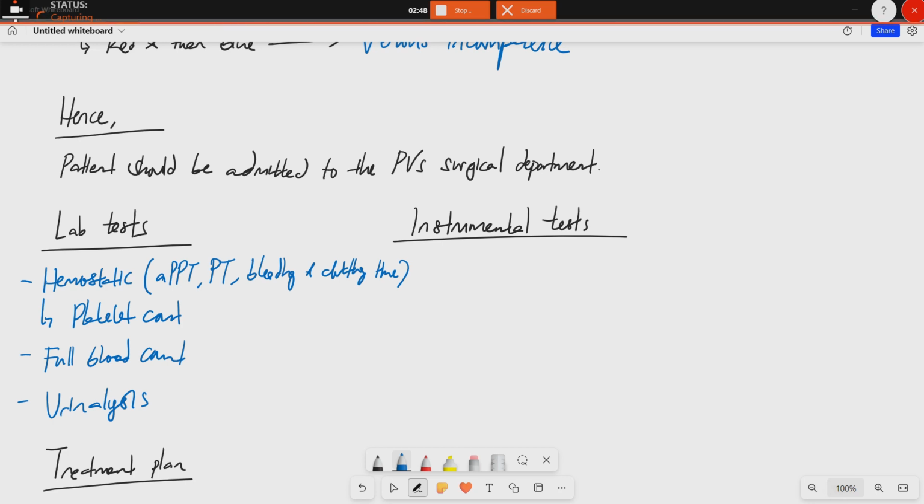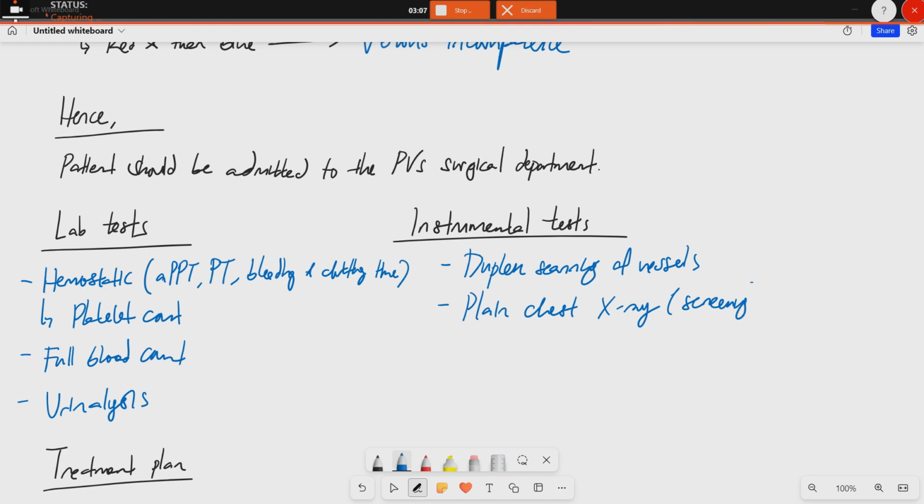As for the instrumental tests, firstly is the duplex scanning of the vessels as mentioned. And next is a screening test, which is a plain chest x-ray. And lastly, we could order a plethysmography to monitor the level of edema on the legs. This is monitored over a few days to detect if there is any change with the swelling, whether it's decreased or increased.